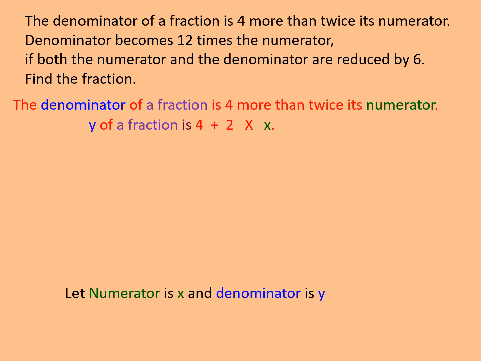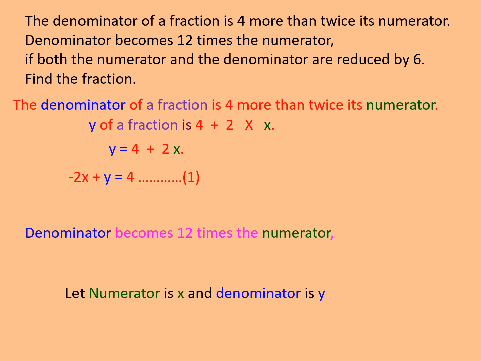What will we get? The denominator is y. It is 4 more than twice its numerator, and the numerator is x, so 2 into x, plus 4. Mathematical form: y equals 2x plus 4. So this gives minus 2x plus y equals 4. If you want, you can also write 2x minus y equals minus 4. There is no issue, that is also a correct answer. Clear? Let us go for the second condition.